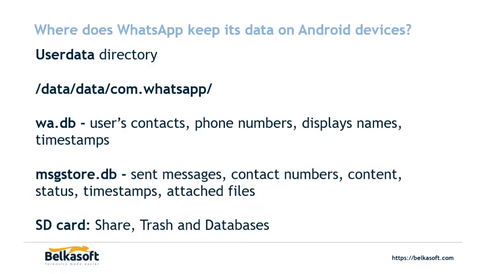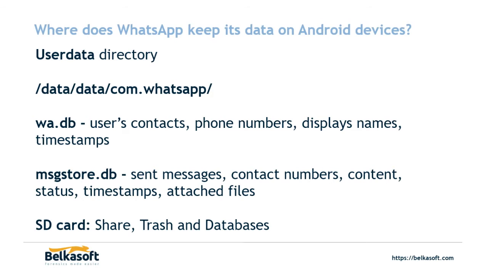So let's find out where WhatsApp keeps its data on Android devices. WhatsApp application files on Android devices are stored in user data directories. Regular user data is stored there. You can also find some subdirectories and program files in the folders along this path: data/data/com.whatsapp.